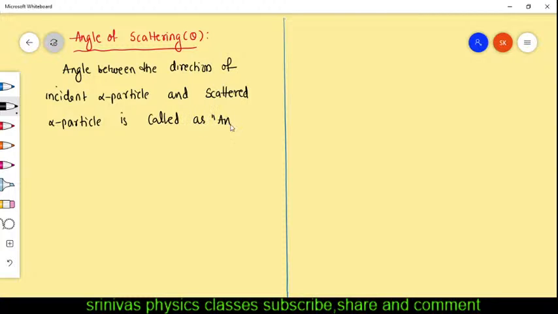Angle of scattering. Okay, the angle of scattering. And now I will explain with the diagram what is angle of scattering.